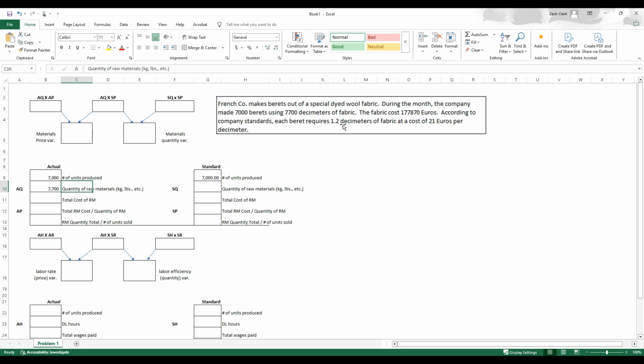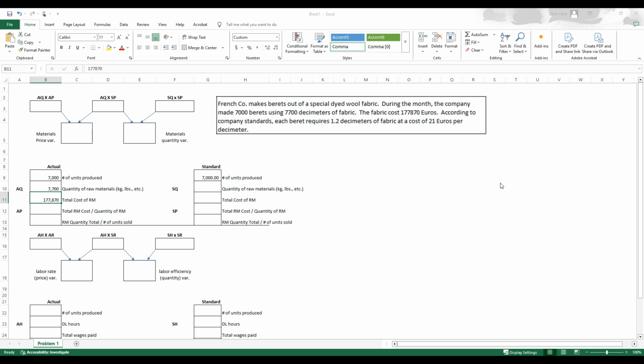But here you can see we've got details of cost per decimeter. It takes this many decimeters. As long as you're having the same units throughout, you should be okay. So our total cost of raw materials was 177,870 euros. So again, that's currency essentially.